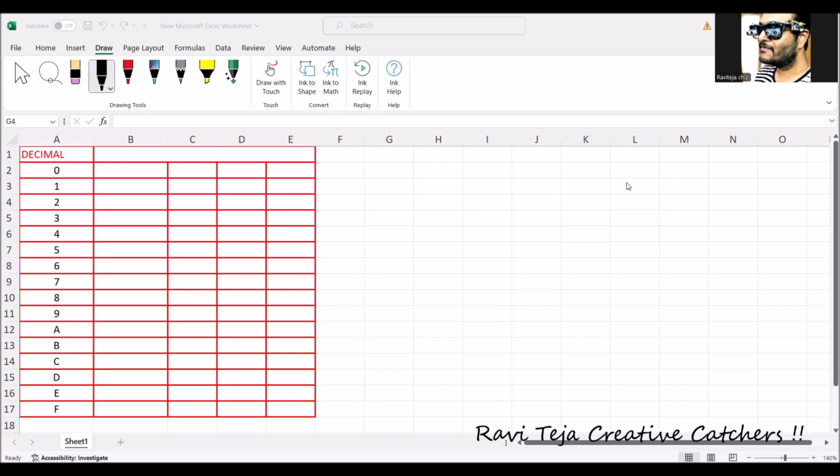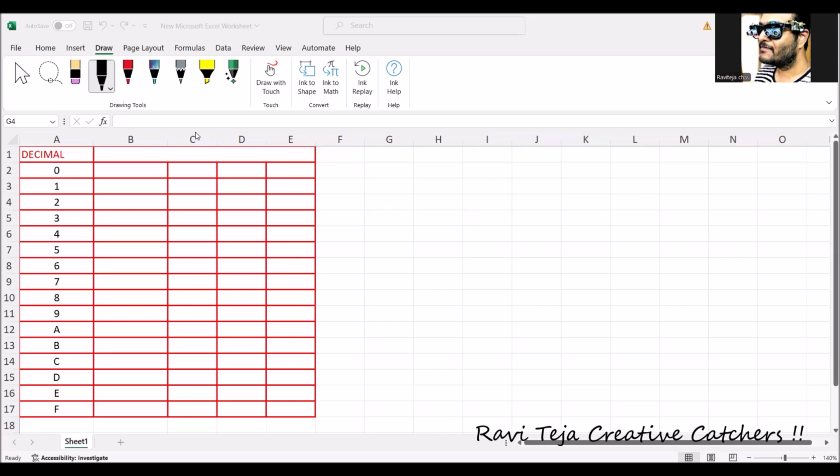So let's write the binary number format from 0 to 15. I will be showing you two methods, where one method is very easy to memorize and the second method is by solving with one technique. So let's see the first method, where we can memorize it very easily.